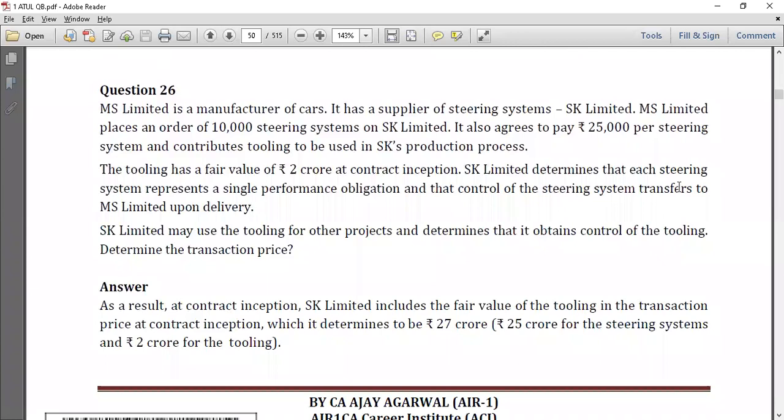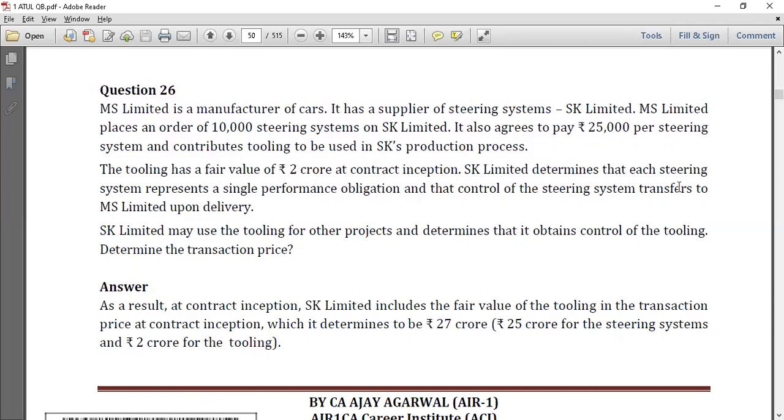In this, MS Limited is a manufacturer of cars. What does MS Limited do? It manufactures the cars. Apart from that, it has a supply of steering systems as well, from SK Limited. Now MS Limited places an order. They ordered 10,000 steering systems from SK Limited. It also agrees to pay 25,000 per steering system.